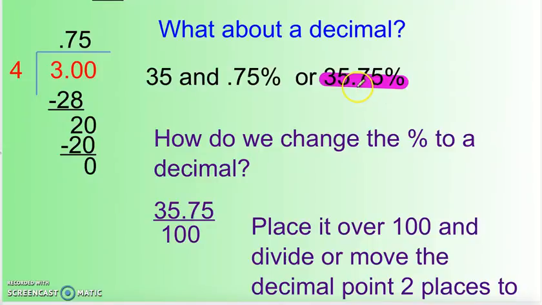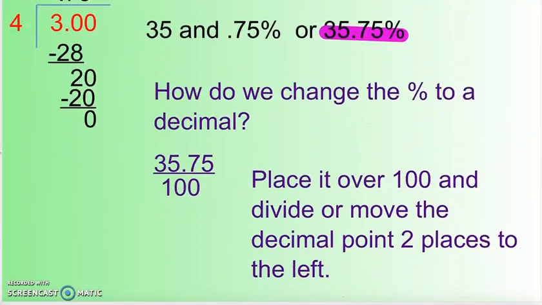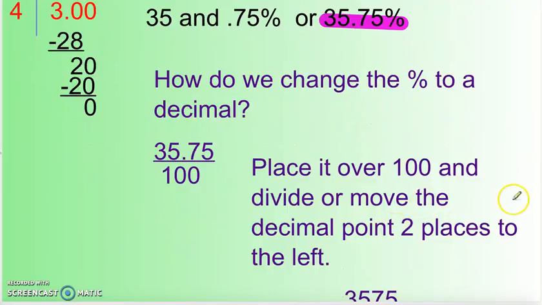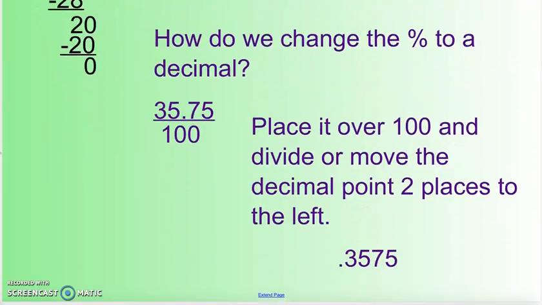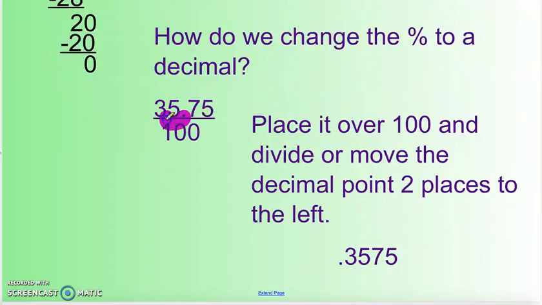And now I'm gonna start where I was before. I know that a percent's per 100, so I'm gonna put it over 100. So it's 35.75 over 100. And I know that when I now have a division problem, I'm dividing by 100, and I know the decimal point moves 2 places to the left. And so I am going to move 2 places to the left, 1, 2, and I get 0.3575.